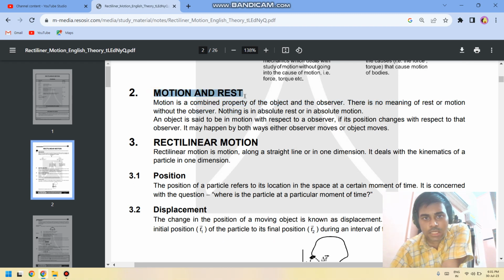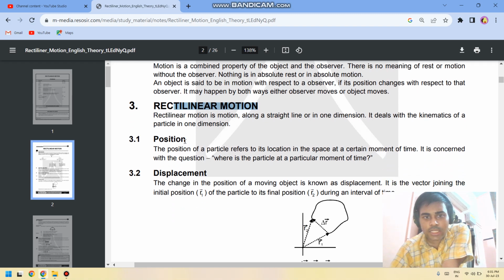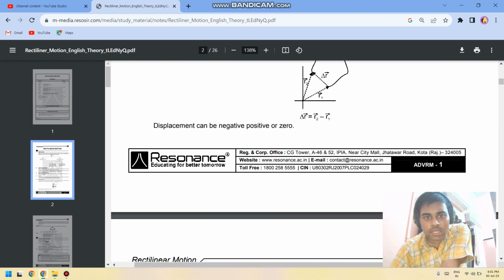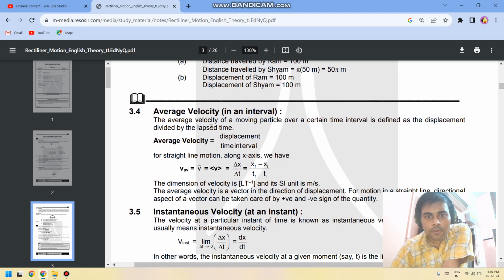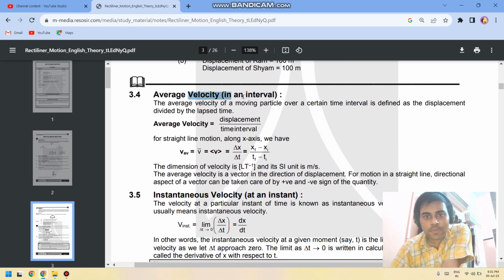Motion and rest. Rectilinear motion is what we will study. I have already talked about position, displacement, distance, etc. Now we know how to calculate average velocity. Velocity, please keep in mind, it is velocity, not speed. Average velocity is equal to displacement divided by the time taken to reach that displacement.